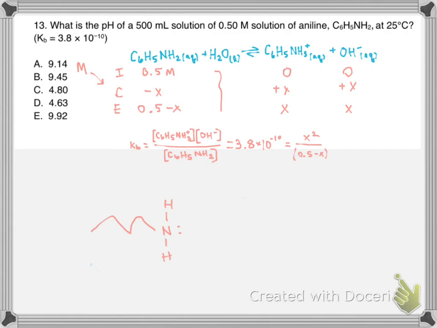Okay, but our Kb is small enough. It's 10 to the minus 5 or smaller. So we can ignore the minus x. So solving for x is pretty easy. We just have to do some multiplication and then take the square root. And we get that x is equal to 1.38 times 10 to the minus 5 molar.